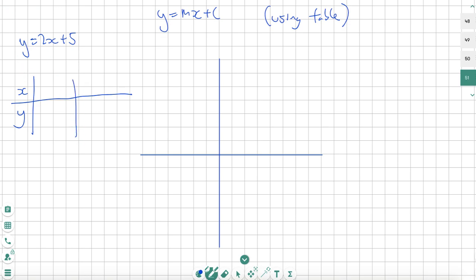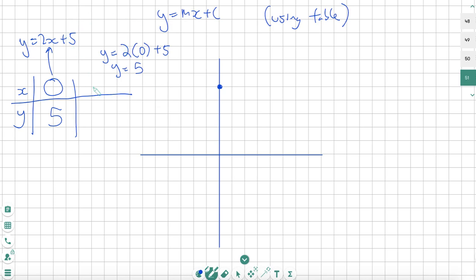Whenever you want to draw a straight line, all you require is 2 points. So what you do is you choose any value for x. So let's say x is 0. And we're going to plug 0 into our equation. So y is equal to 2 times x. Well, x will be 0. 2 times 0 plus 5. So y will equal 2 times 0 is 0, plus 5 is 5. So that's our first coordinate, 0, 5.